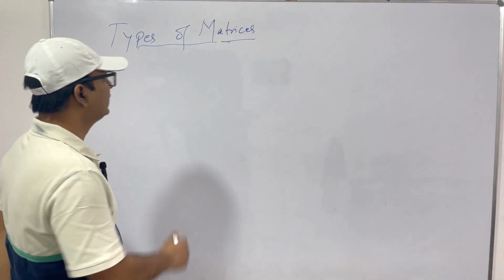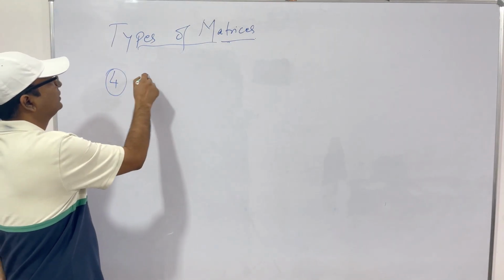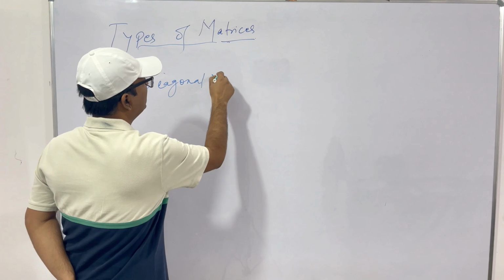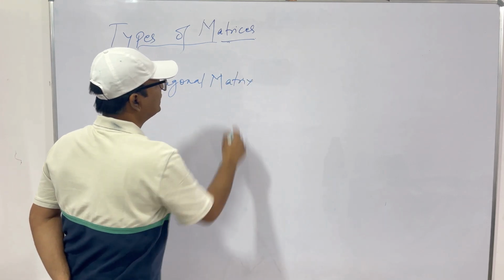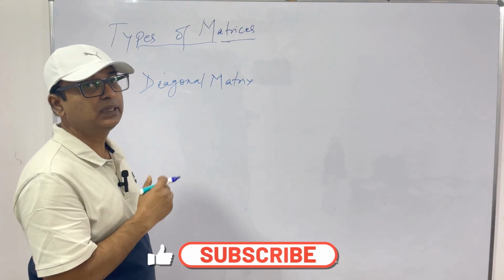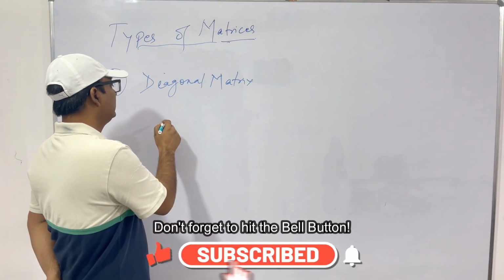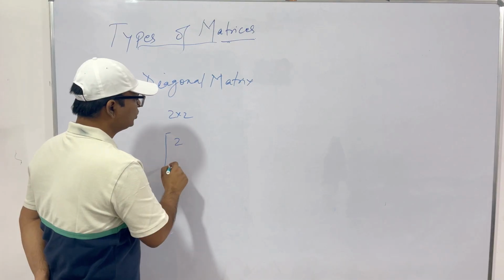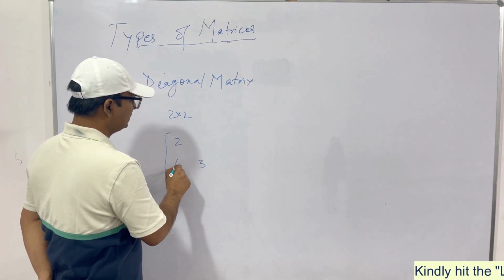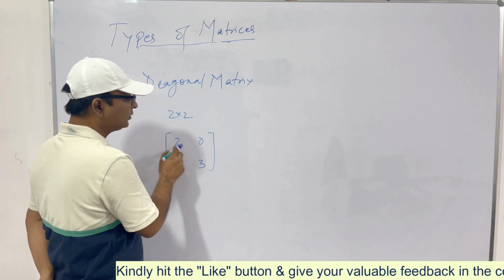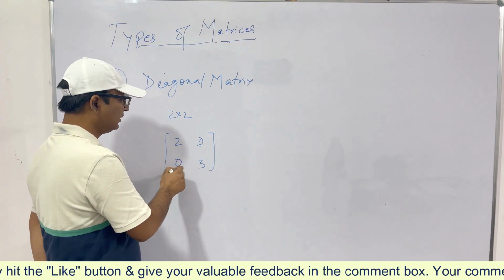Then we have a matrix called a diagonal matrix. From the name only, it is clear that it has something to do with the diagonal only. So when all the non-diagonal elements are 0, it is a diagonal matrix. For example, take a 2 cross 2 matrix. Let's say this element is 2 and this element is 3 and this is 0, this is 0. That is, we have non-zero elements only on the diagonal, others are 0.